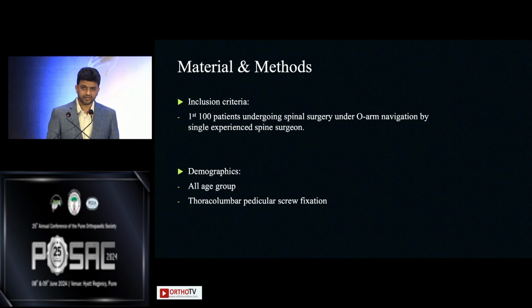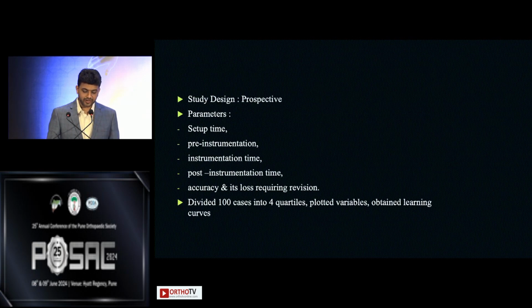Materials and methods. We included the first 100 patients undergoing spine surgery under O-arm navigation by a single experienced spine surgeon. Demographics: we included all age groups and thoracolumbar pedicle screw fixation, including degenerative diseases, unstable spine, deformities, as well as fractures. This was a prospective study. Parameters looked at were setup time, pre-instrumentation time, instrumentation, and post-instrumentation time. Then we assessed accuracy at the end of the OT, and any loss of accuracy which requires revision, and therefore a third O-arm spin.